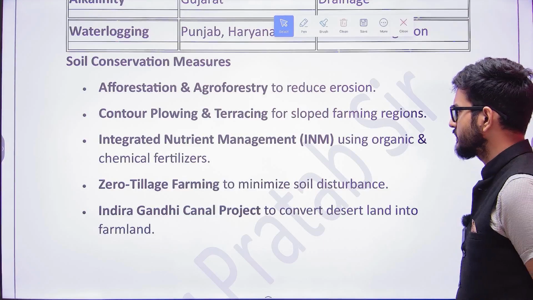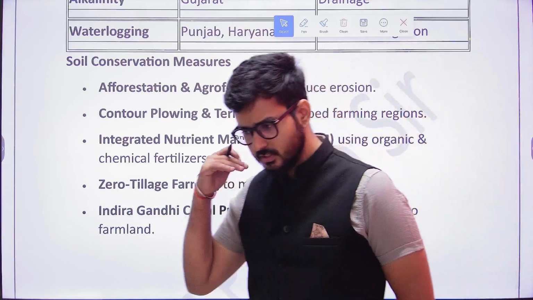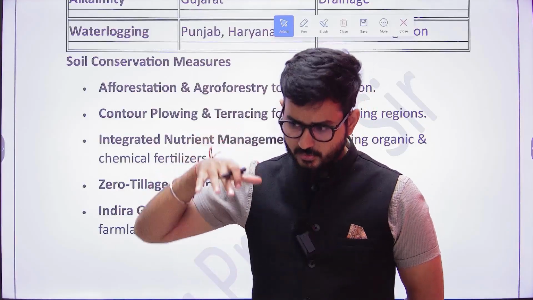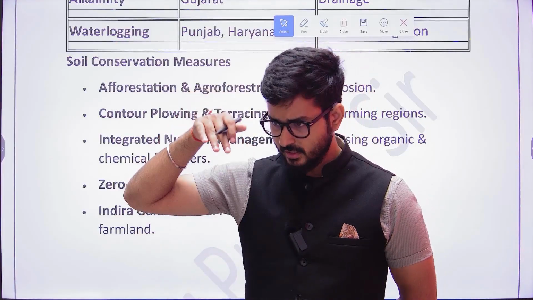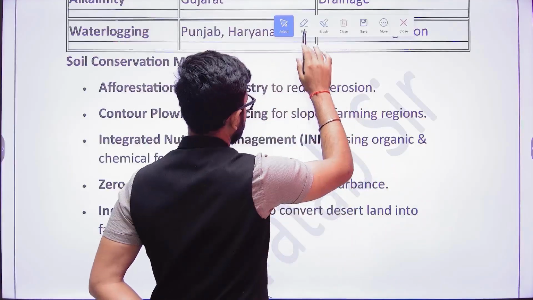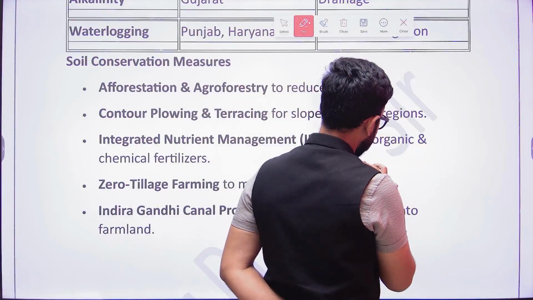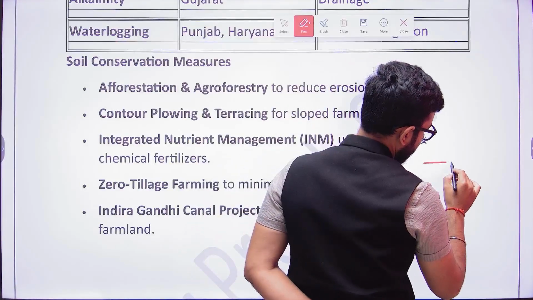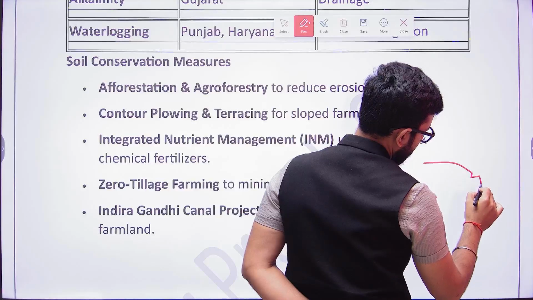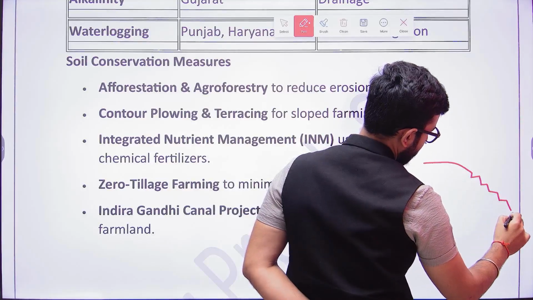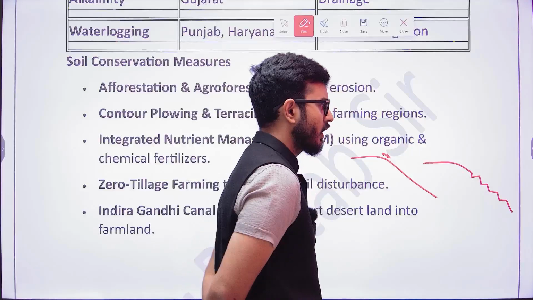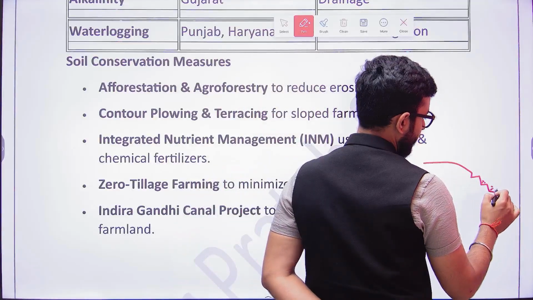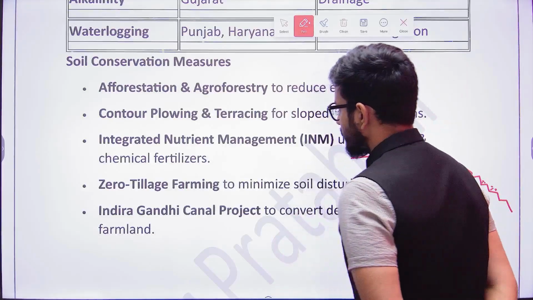Then contour plowing and terracing for sloped farming regions. That means wherever there is a slope, if the soil is eroded, it will just go straight down. But see, there are two mechanisms. One is that there is a slope like this. If there is erosion, the soil will go directly. But in another area, there will be steps like this. So what will happen? The soil will not go directly, there will be some stopping, and agriculture can also be done here. So this is the aspect of contour terracing.